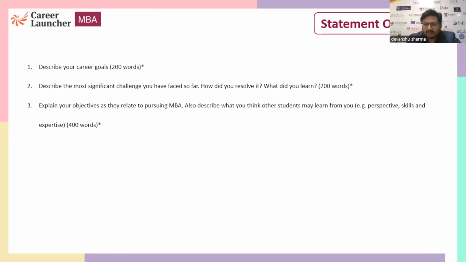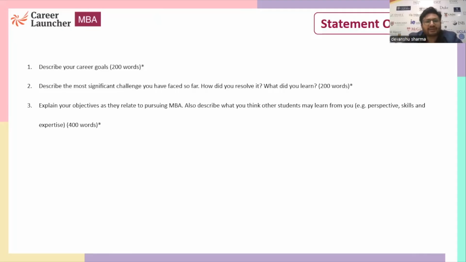And remember that the key is not in the difficulty. How difficult it was is not the key, but how you responded to that challenge and what learnings you got from it, or what changed in you because of that challenge. Okay, so that is the major thing that we need to cover. You don't have to have a very difficult situation. A simple situation where you faced some challenges, you can mention it there.